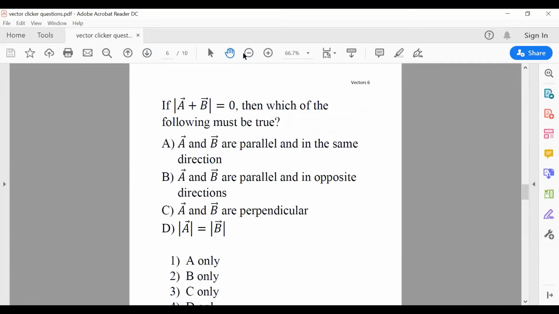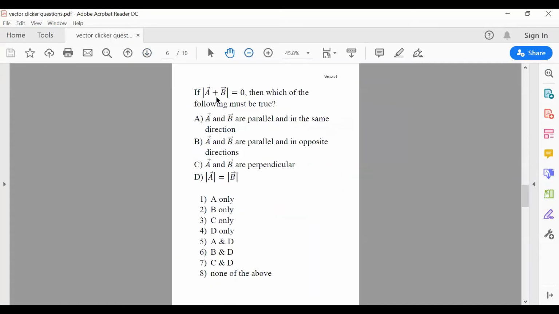In our next question, if the magnitude of A plus B is equal to 0, which of the following must be true? Are A and B parallel and in the same direction? Are they parallel in opposite directions? Are A and B perpendicular? Is the magnitude of A equal to the magnitude of B? It could be that none of the above are true, it could be that only one of the above is true, and it could be that 2 of the above are true. So pick which ones are true, and then continue.